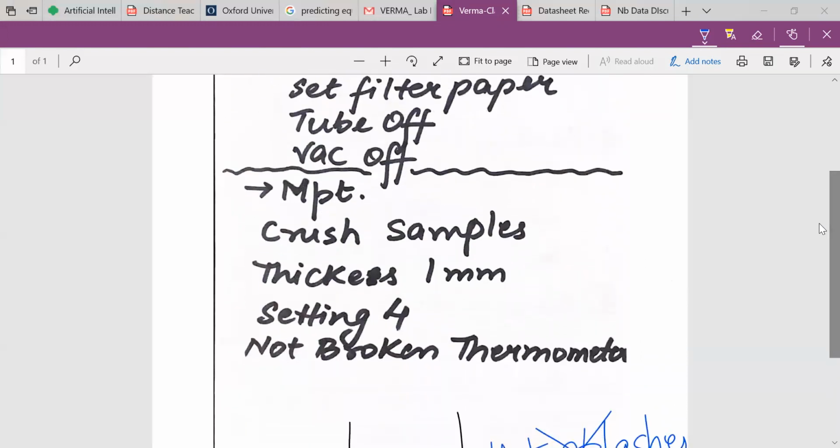When you're ready to do your melting point, please make sure that you take your sample in a weighing paper or a butter paper, just a small amount of that, and then crush it between your fingers. Do not pack the melting point capillary more than 1 millimeter. Your setting of the melting point should be at 4, and remember to check that you do not have a broken thermometer. There should not be any gaps between the alcohol column on your thermometer.